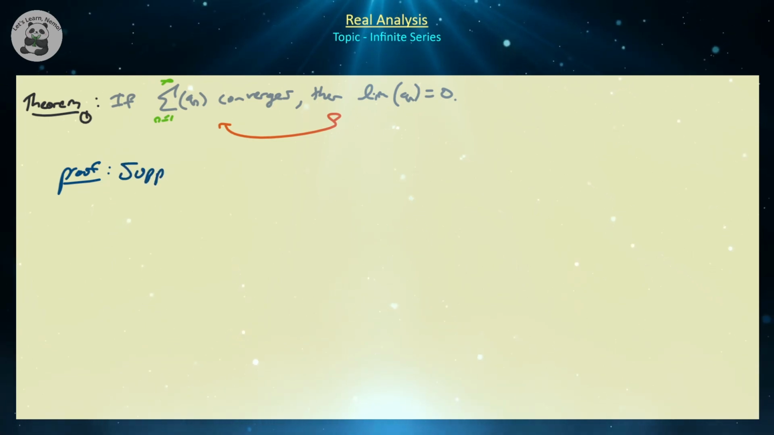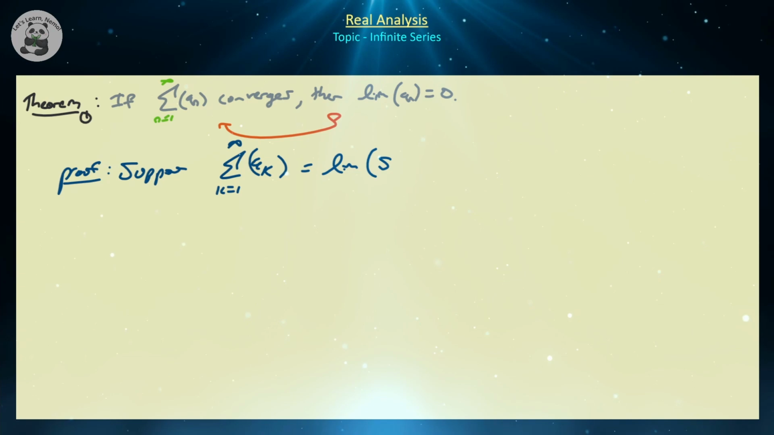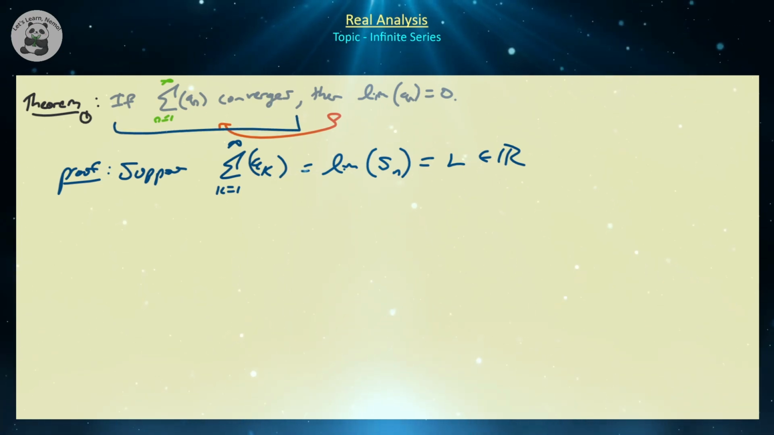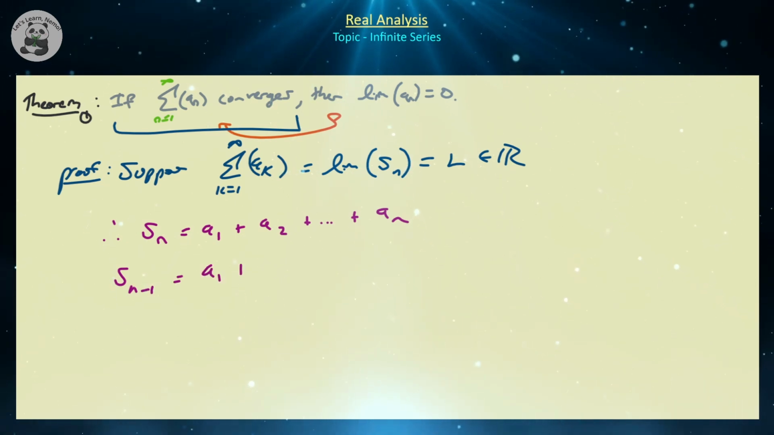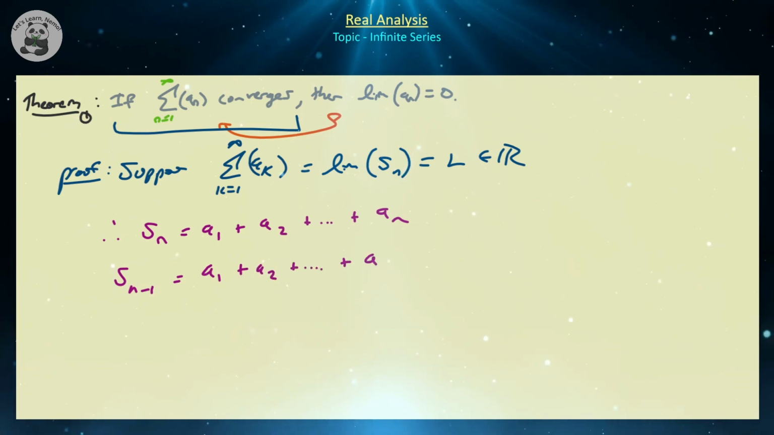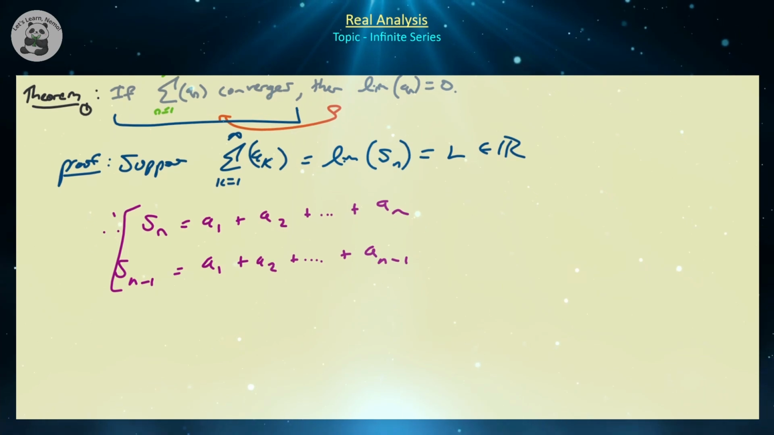So let's suppose that we have the sum from k equals 1 to infinity of ak. And let's assume that this is equal to the limit of its associated partial sum, Sm. And let's assume it's equal to L, and let's assume that L is in the real numbers. So we're assuming that this series converges. So let's list out the partial sum Sn. So Sn is equal to A1 plus A2 all the way down to An. And then let's actually look at a different partial sum, Sn minus 1, which is just a subsequence of Sn. So Sn minus 1 is going to be equal to A1 plus A2 all the way down to An minus 1. So that is my subsequence.